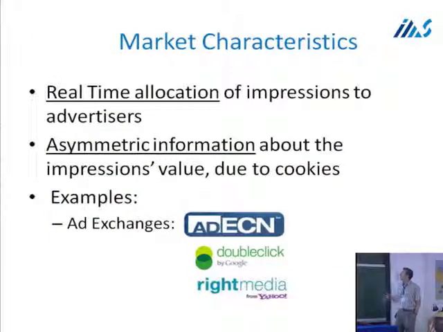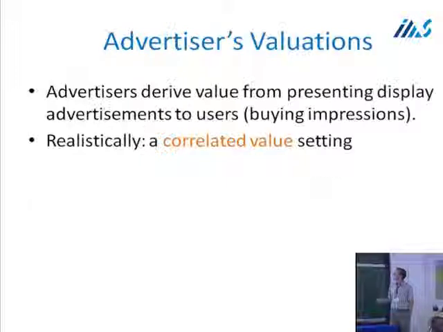Okay, so what are the characteristics of these markets? We have real-time allocation. Every time an impression comes, we need to decide who is going to be displayed. And a very important feature is asymmetry of information. Different advertisers have different information that they can get about this user given their cookies on the machine. So, you know, Amazon has some information about you, and eBay might have some different information about you. That would be very crucial. And here are three examples of this kind of market. AdECN is the Microsoft market. DoubleClick is Google's. And Right Media is Yahoo's.